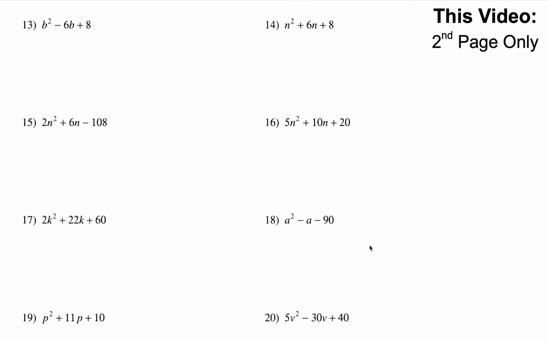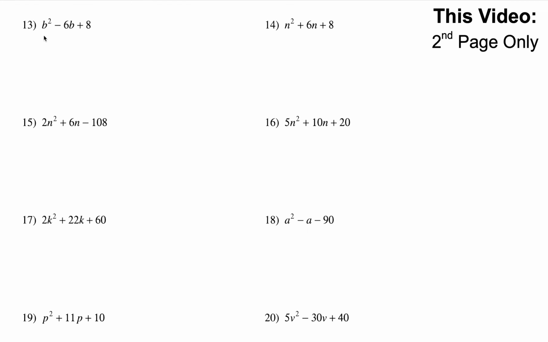Please keep in mind for this handout, I'm going to only be focusing on the second page. There were actually a couple of pages. You did 1 through 12 on page 1, and that mostly focused on when the a value, the number in front of the squared term, was 1. But we're starting to turn up the heat, so we have to deal with situations where that number is bigger than 1.